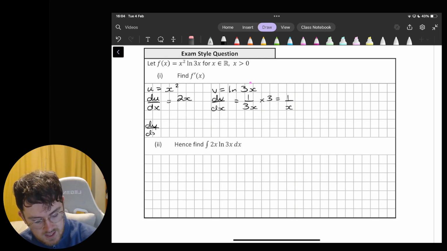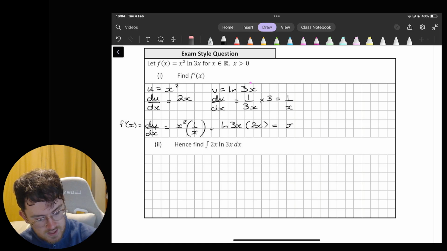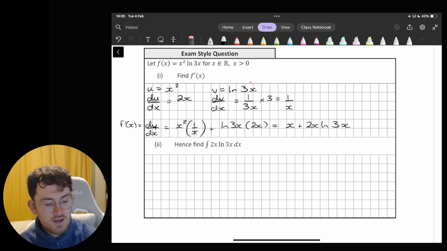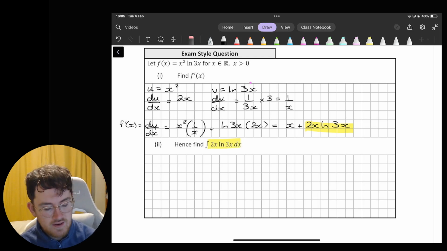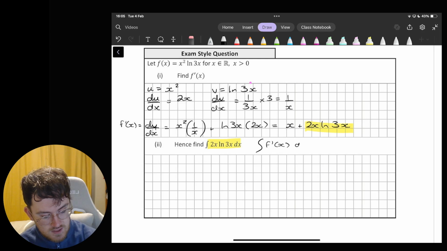Then dy dx, which of course in this question is f dash x as well, is u dv dx, so x squared times 1 over x plus v, ln of 3x, times du dx, 2x. So we get x plus 2x ln of 3x. Looking at part 2, I can already see again the part that I want there in the derivative of f. So I know I'm using that same connection again, that the derivative of f integrated should bring me back to that original function f.